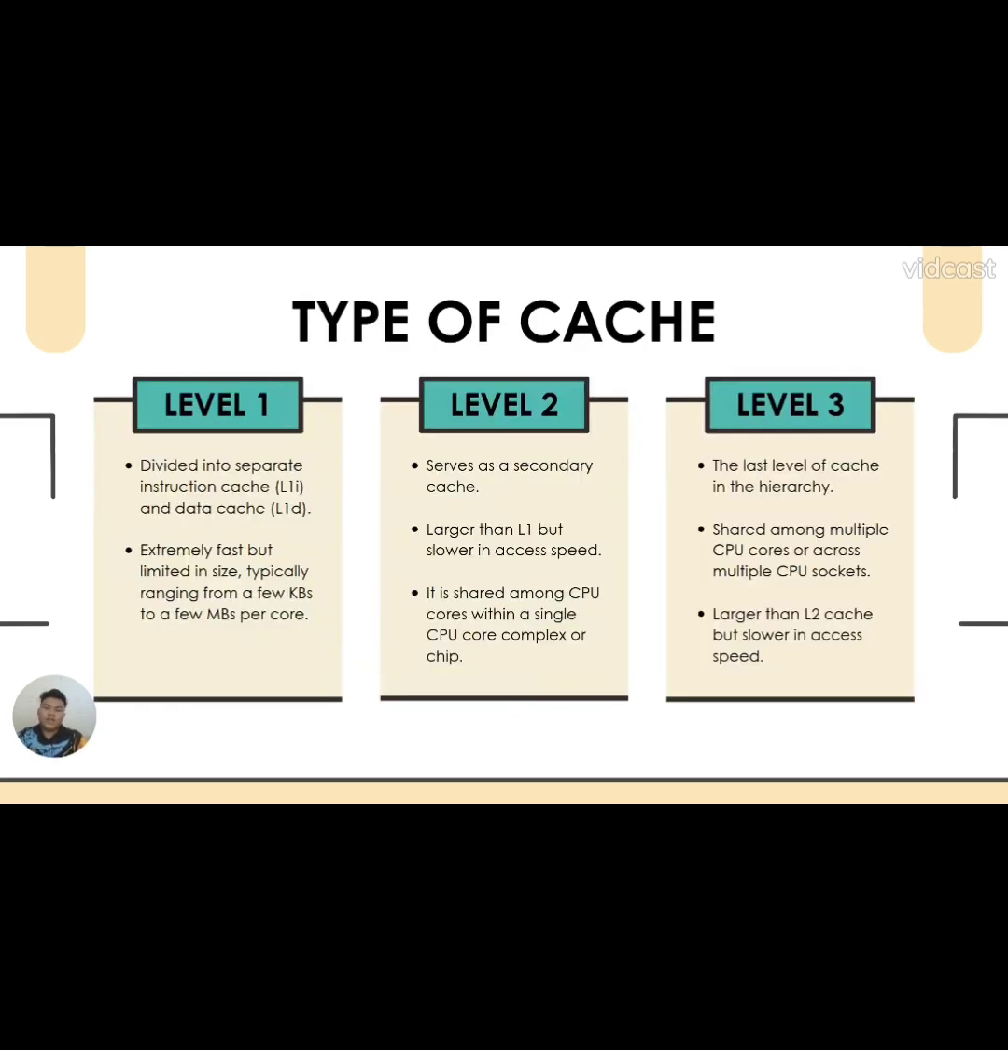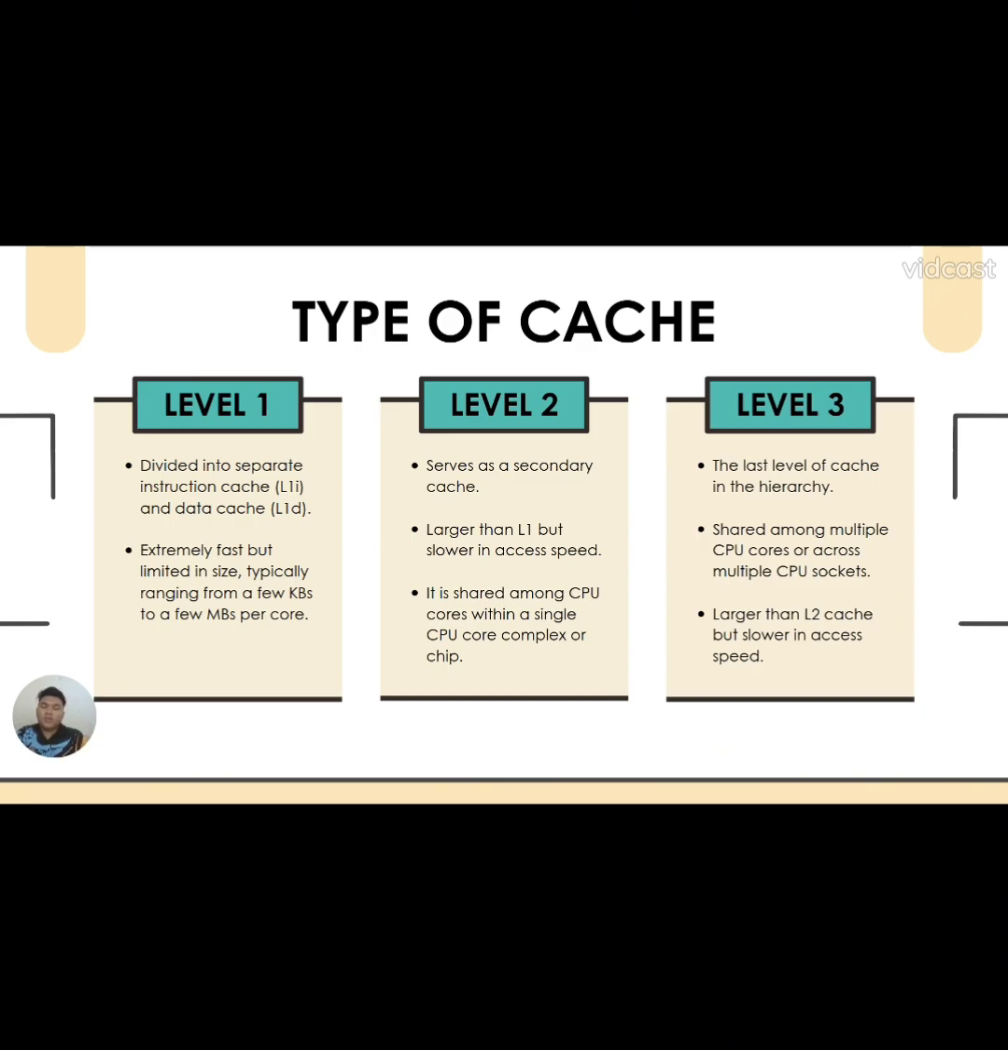Next, we move to the types of cache. Level 1 is divided into a separate instruction cache and data cache. It is extremely fast but limited in size, typically ranging from a few kilobytes to a few megabytes per core. Next, level 2 serves as a secondary cache, larger than level 1 but slower in access speed.